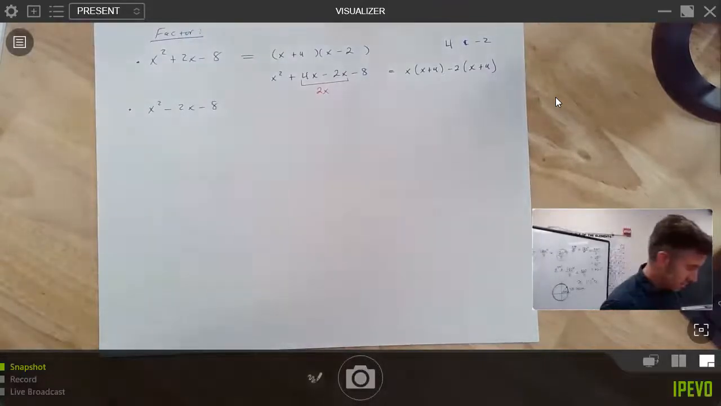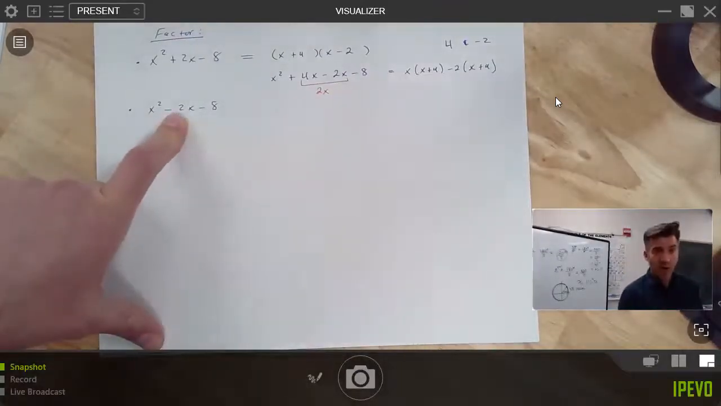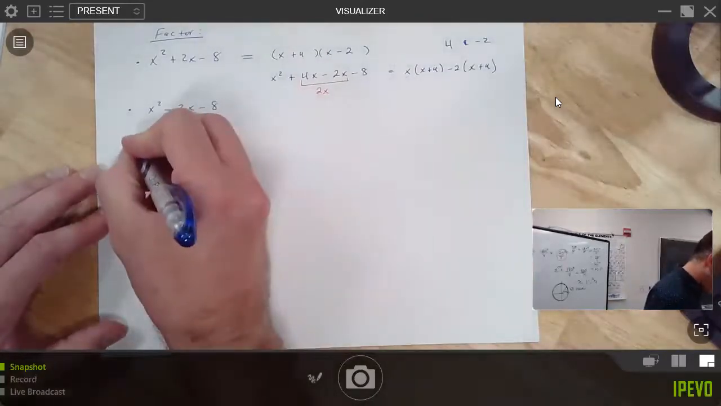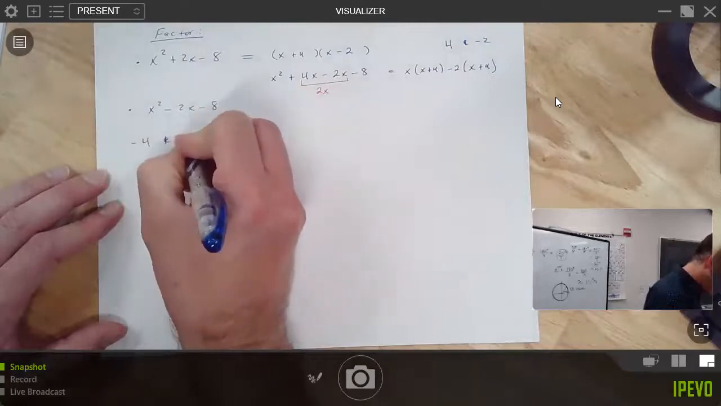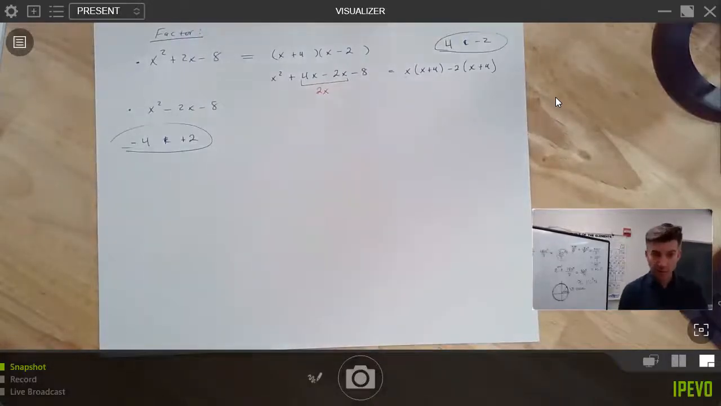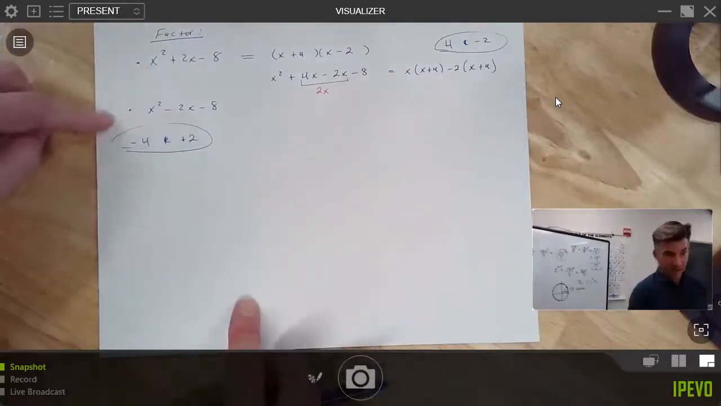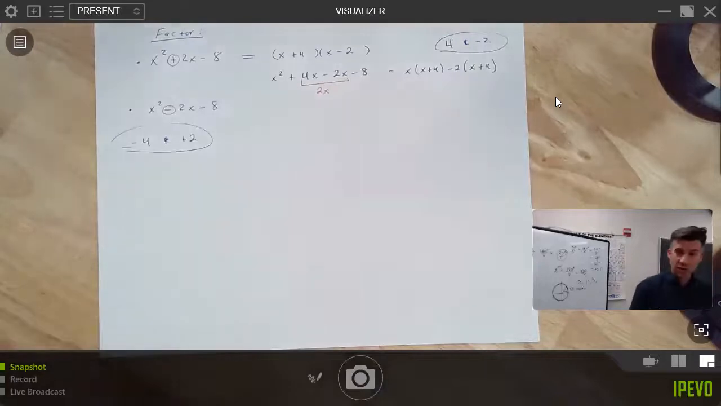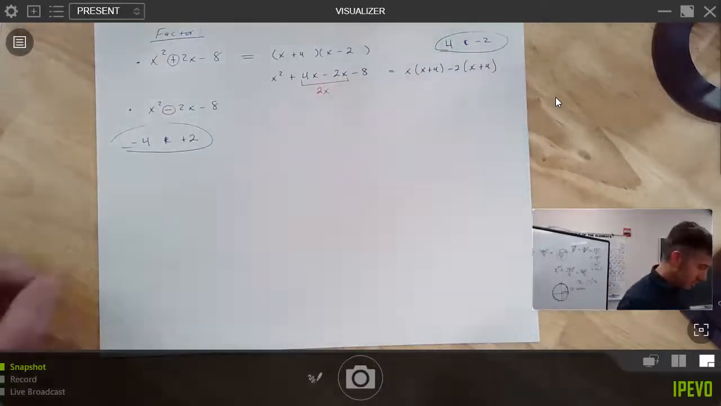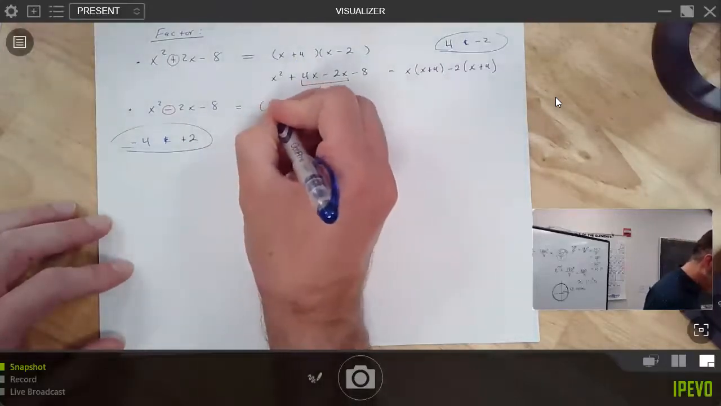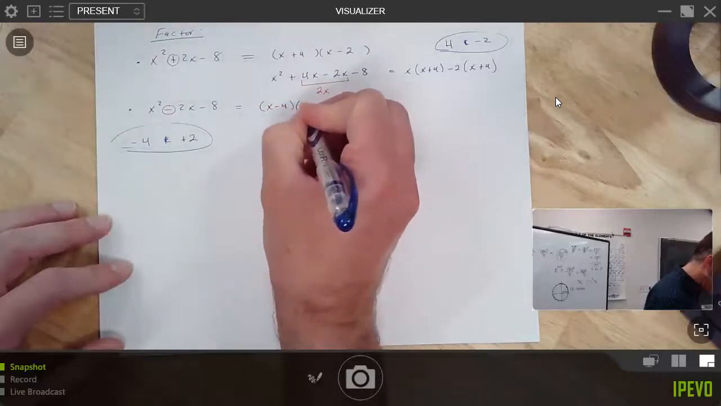What I want to mention is if you change the middle sign, all you're doing is changing the signs of these, because now you're trying to add up to negative 2 instead of positive 2. So we want a negative 4 and a positive 2, right? The opposite signs of a positive 4 and a negative 2. So if you have factored something and then you're trying to factor the same thing, and the only thing that is changed is the coefficient of your middle term, your b, if you like, then all you're going to do is change the signs of these, and you're going to get that this is equal to x minus 4 times x plus 2.